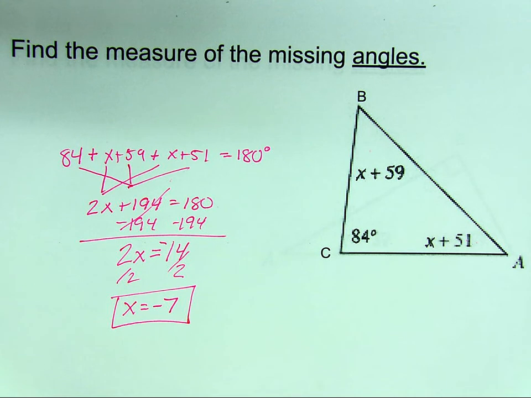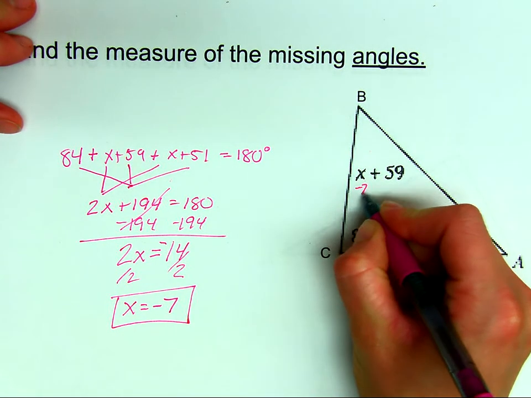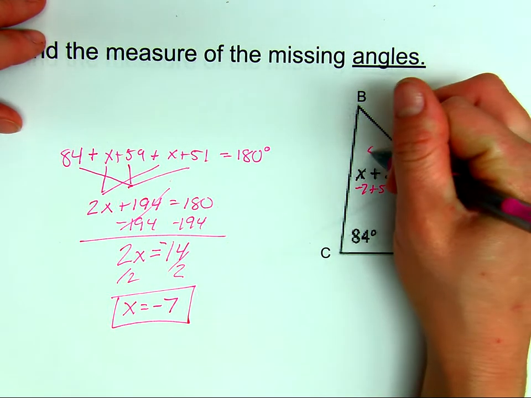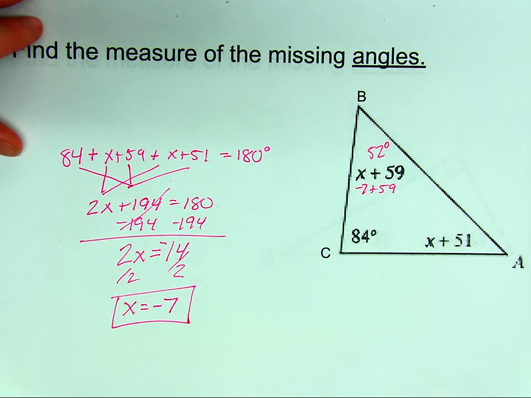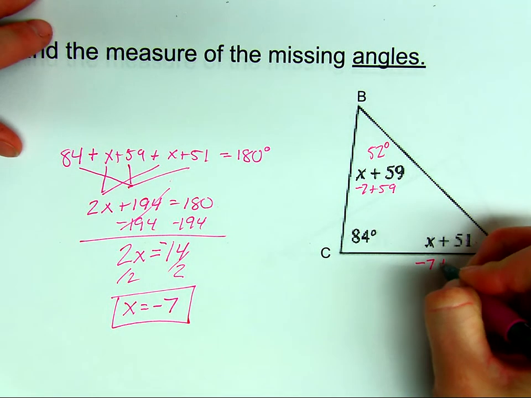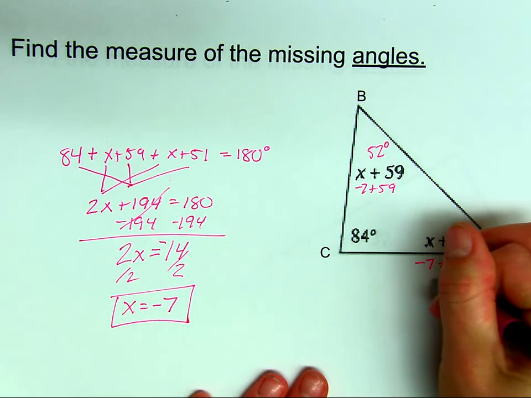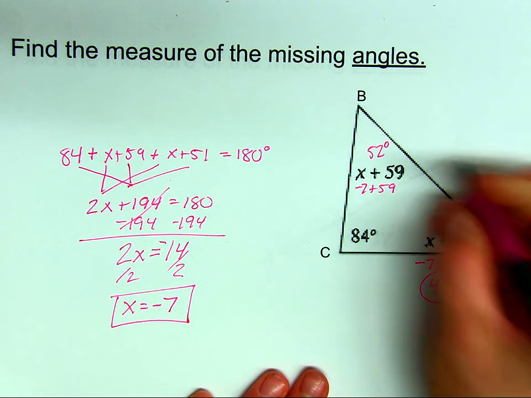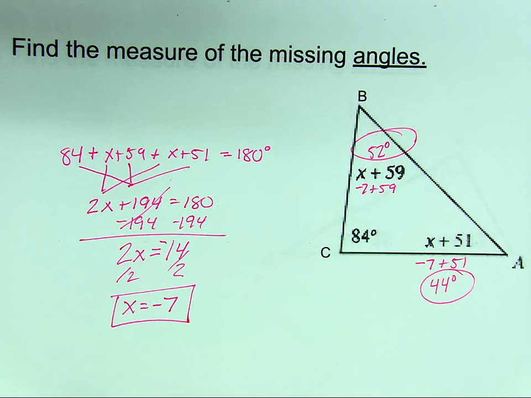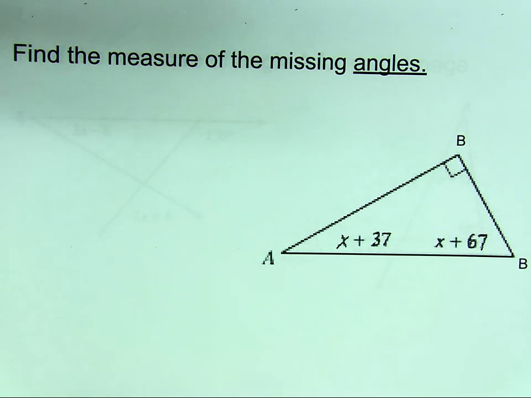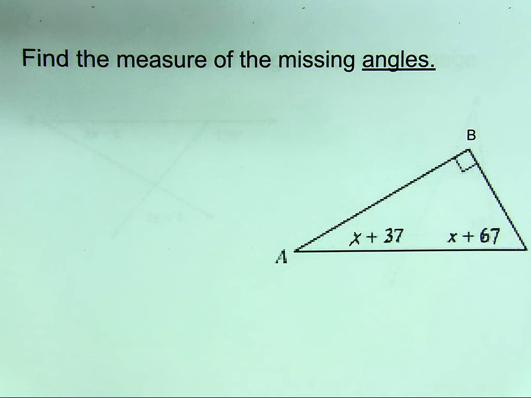Second part is finding the two angles. So negative 7 plus 59 gives us 52 degrees. Negative 7 plus 51 gives us 44 degrees. Let's try a couple more of those. Pause the video and try this one.